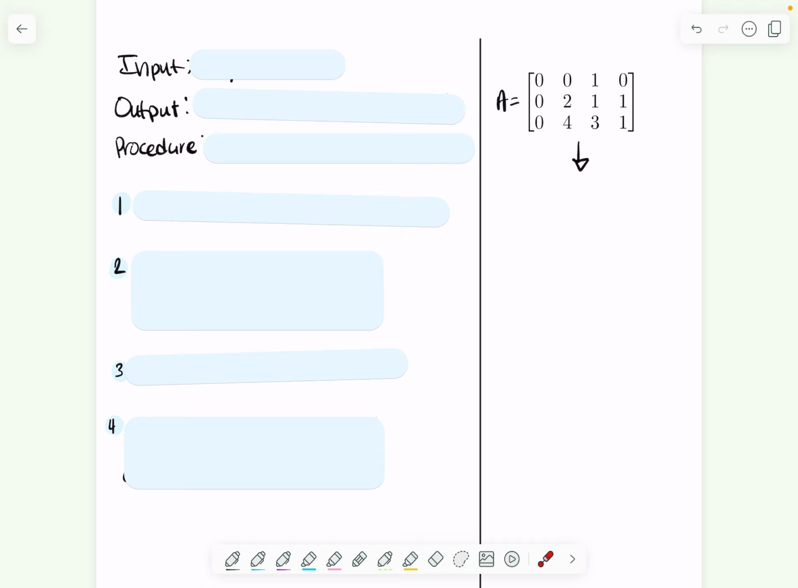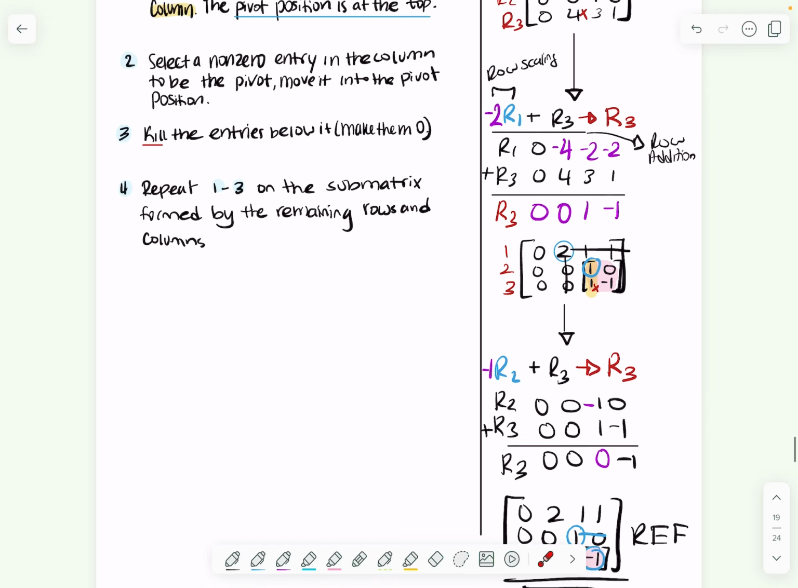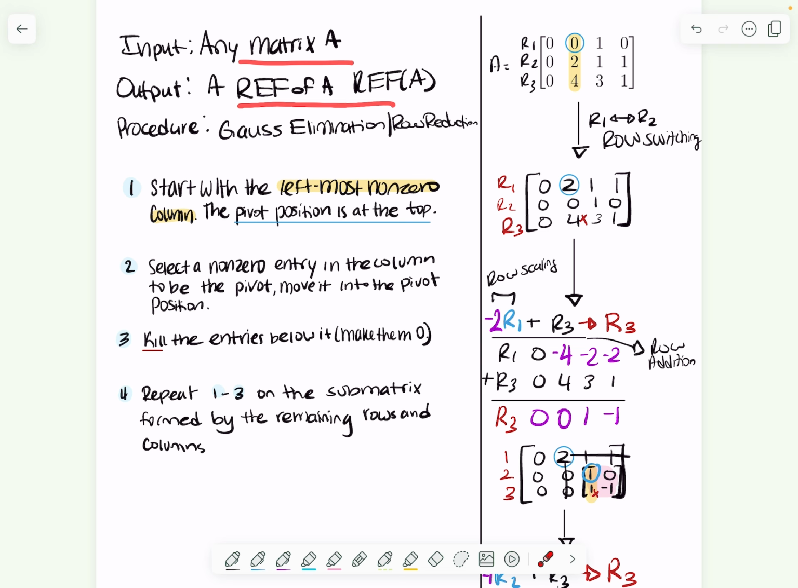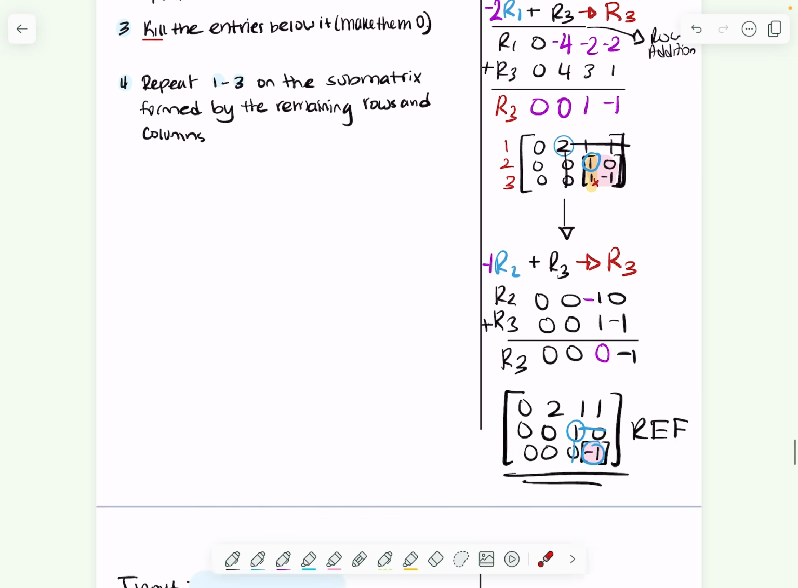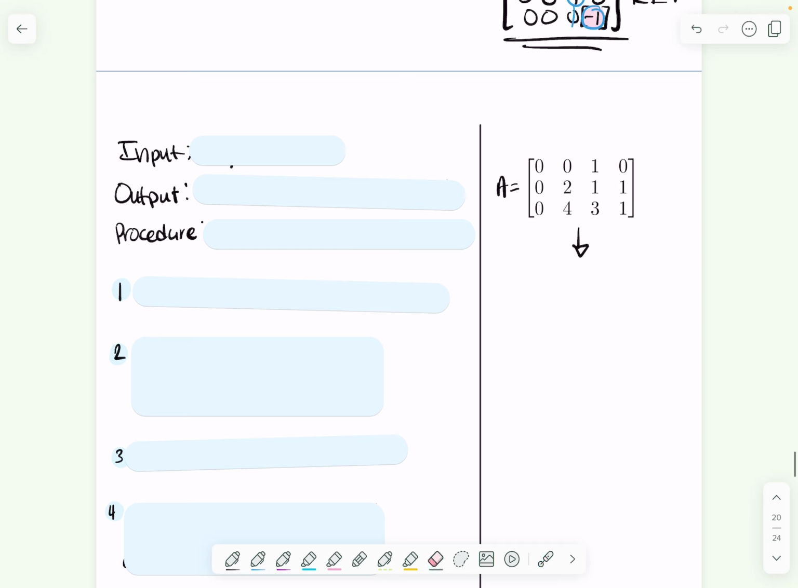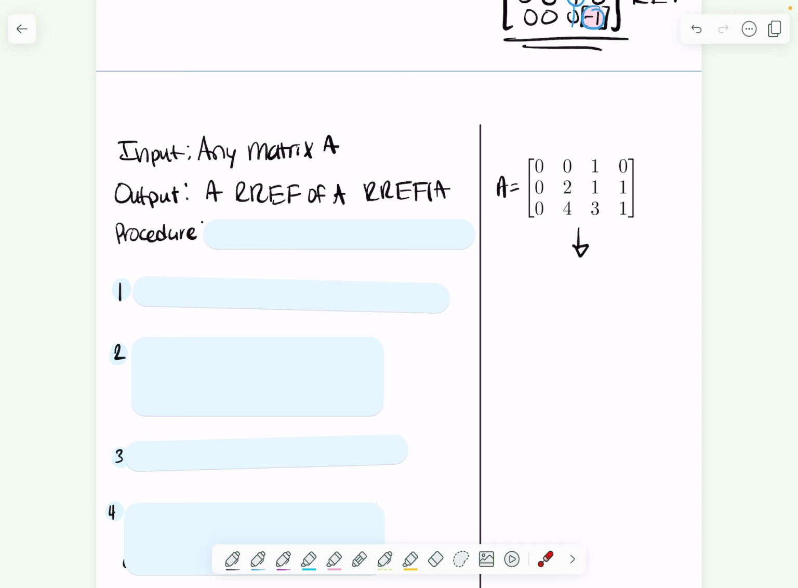In the last video, I showed you the algorithm, the series of steps, the recipe that we use to get any matrix A into row echelon form. That recipe is called Gauss elimination or row reduction. In this video, I'll show you how to get any matrix A into reduced row echelon form. The procedure, the series of steps, the recipe that we use to get any matrix A into reduced row echelon form is called Gauss-Jordan elimination.